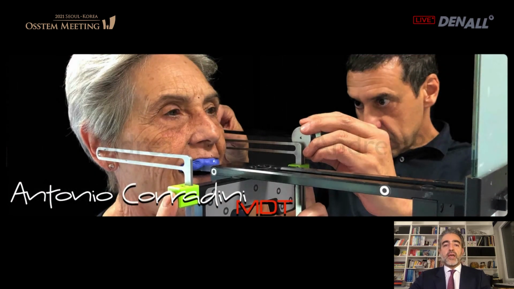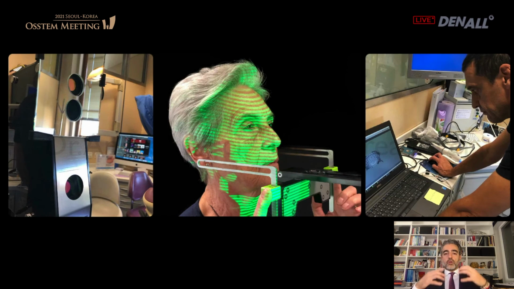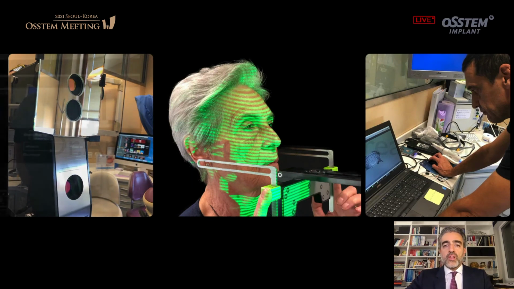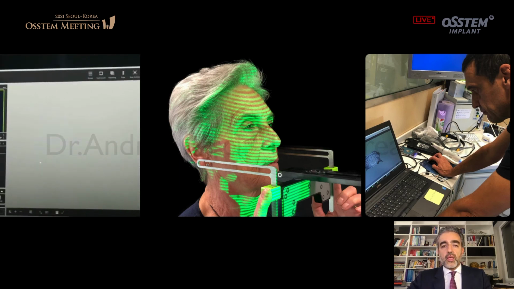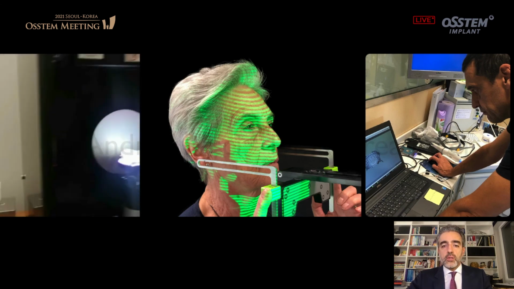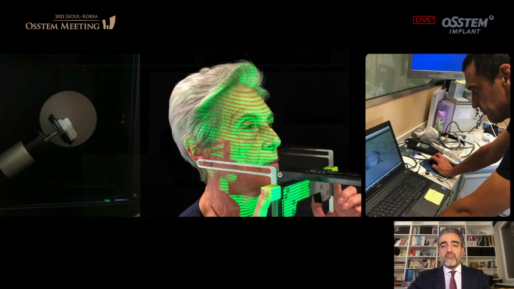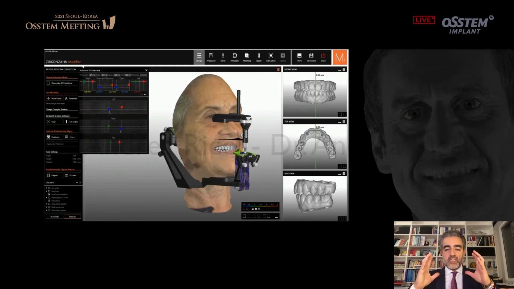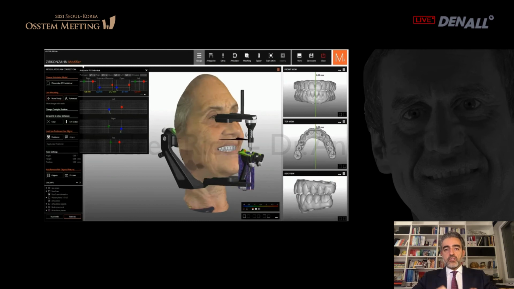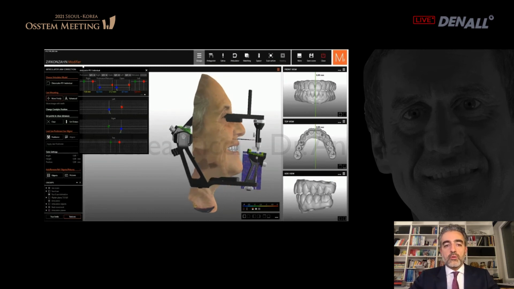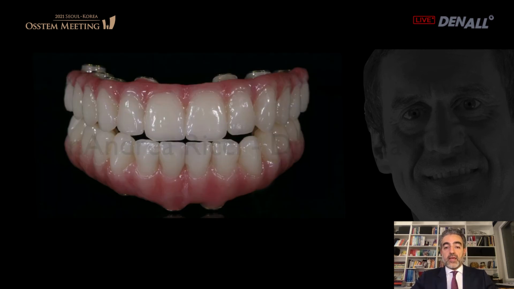In this case, we analyzed the aesthetic with Antonio Corradini, and we did the recording with the face hunter, and by utilizing this device, we were able to transfer all the information to the digital software. And very, very interesting, because we can see three-dimensionally the teeth, the face, the digital articulator, and this will allow us to prepare a very nice provisional, a second provisional.